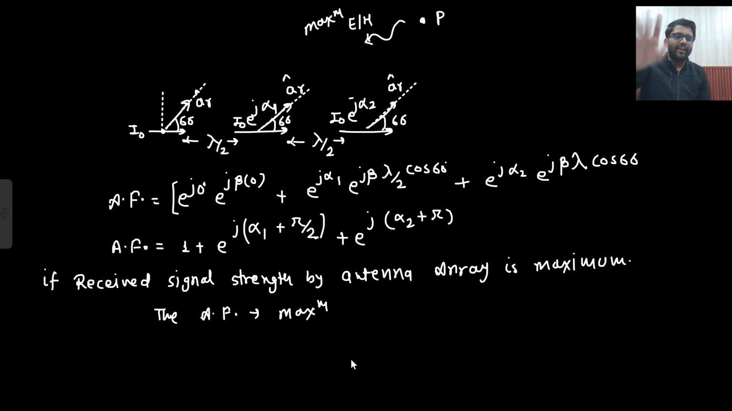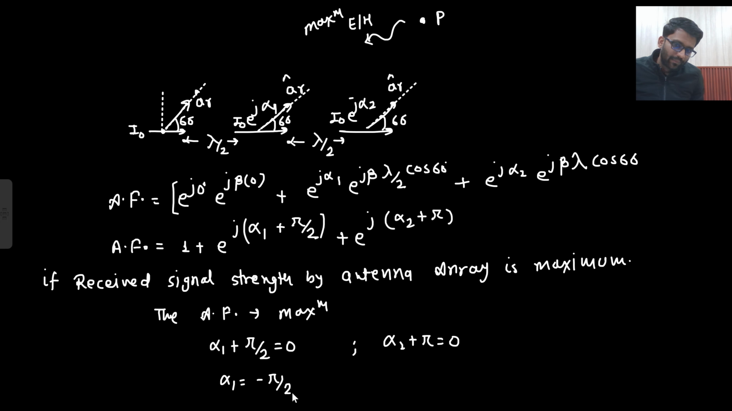right? And if you want the array factor to be maximum, then what should happen? This should have a phase of 0. Alpha 1 plus pi by 2 should go to 0 and alpha 2 plus pi should go to 0. Because e to the power j0 would be 1, e to the power j0 would also be 1. So this should go to 0. So alpha 1 should be equal to minus pi by 2 and alpha 2 should be equal to minus pi.